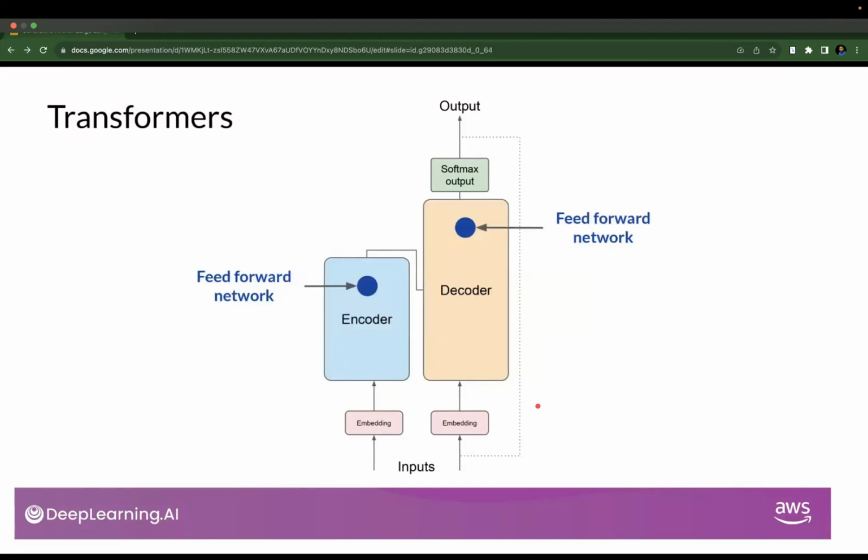The output of the self-attention is then passed to the feed-forward network in the encoder, and in the decoder as well. So the encoder and decoder have very similar architecture. Both have self-attention, and both have a feed-forward network. However, their purposes are a little bit different, but their architectures have a lot in common.